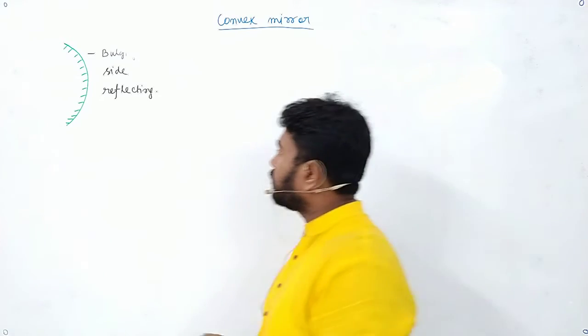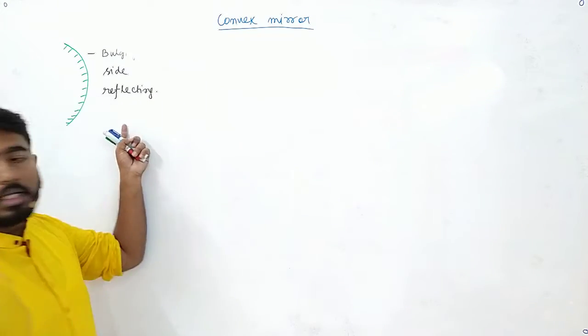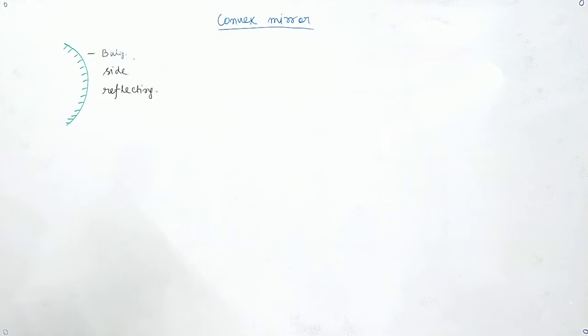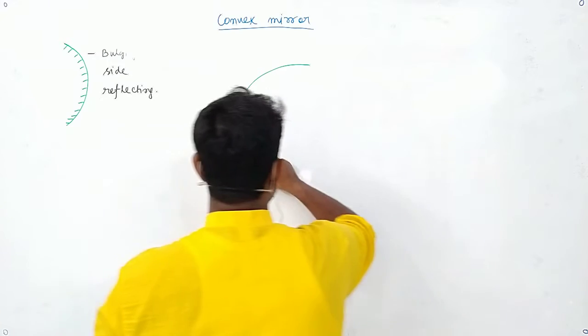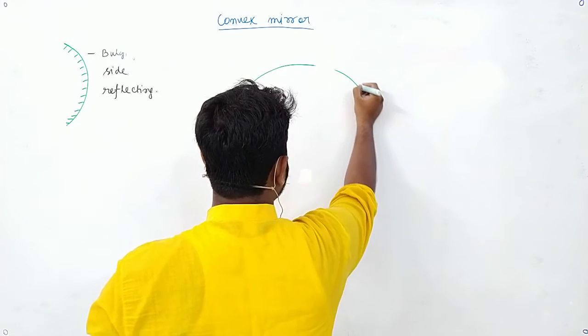Now, if the bulging side is reflecting, let us draw a sphere.